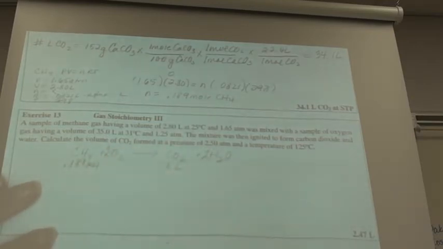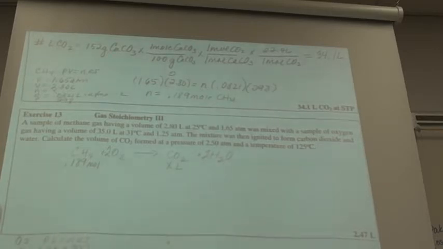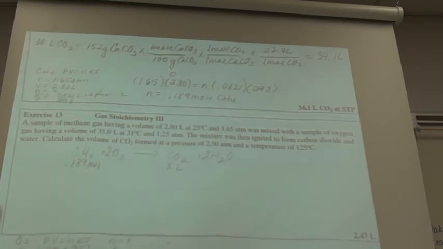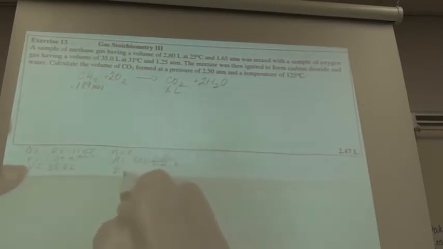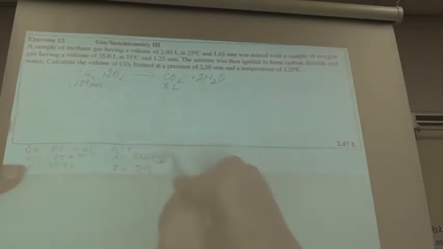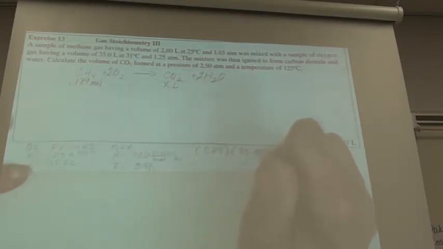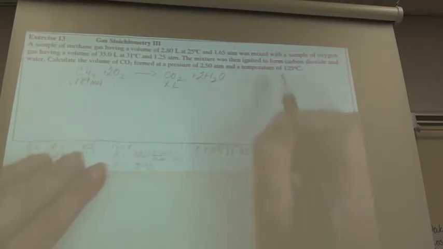0.189 moles. All right, now I need to know the moles of O2. And I think I'm going to use PV=nRT again. P is going to be equal to 1.25. V is equal to 35. n is my unknown. R is 0.0821 L·atm/mol·K. And T is 398. So that's 1.25 times 35.